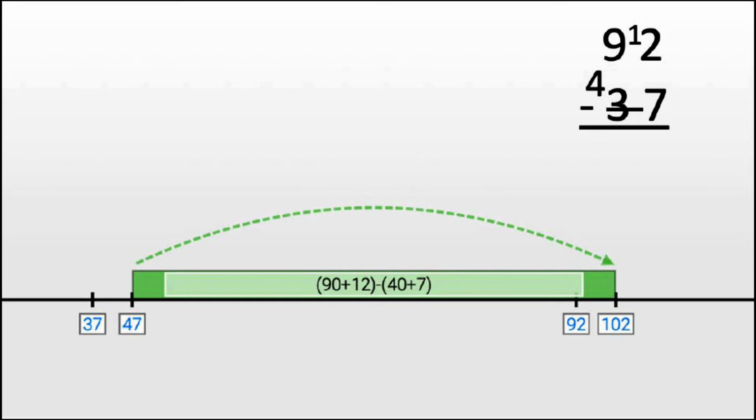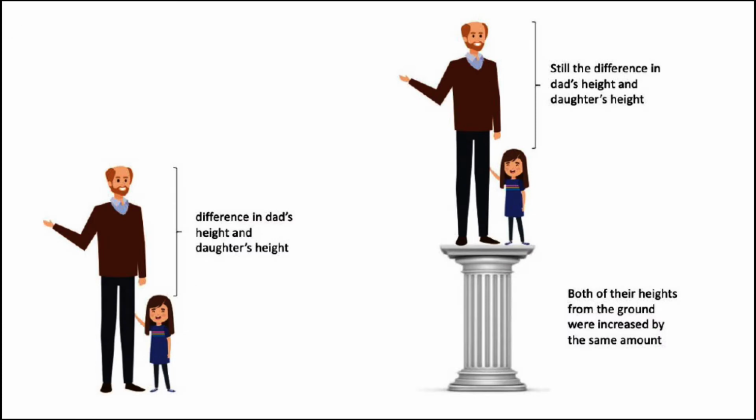So our answer is 55. This algorithm is really based on the idea that I can look at the difference between two numbers in a comparison way. I can think about those as maybe the difference in heights of two people, like the difference in dad's height and the daughter's height.